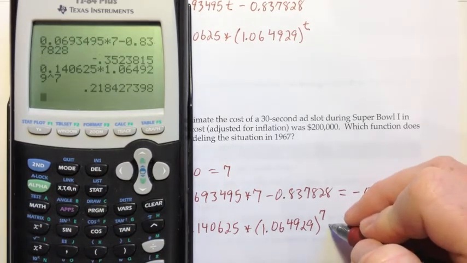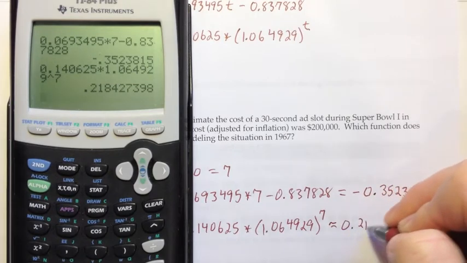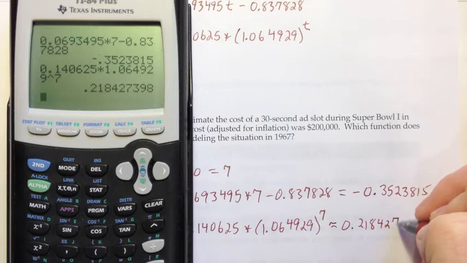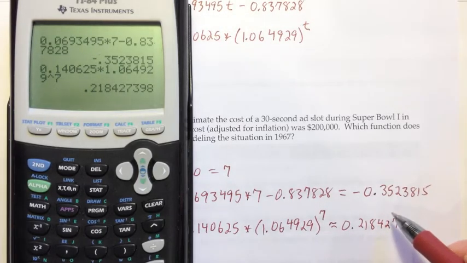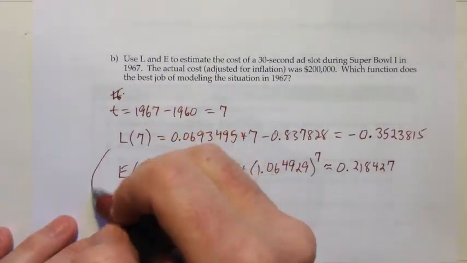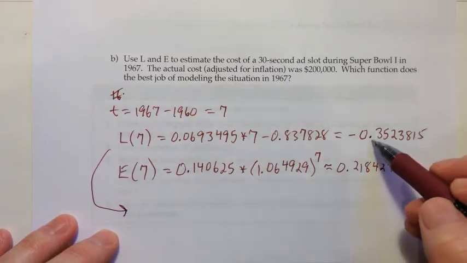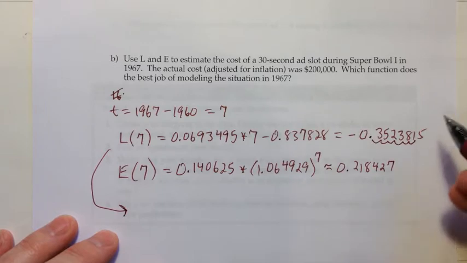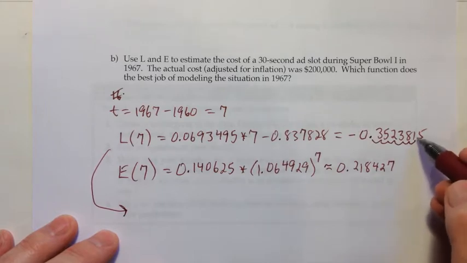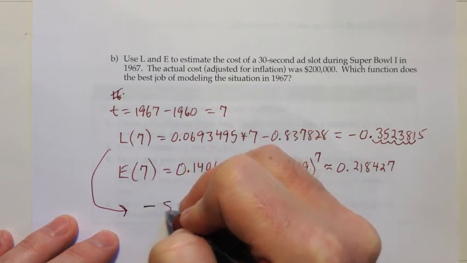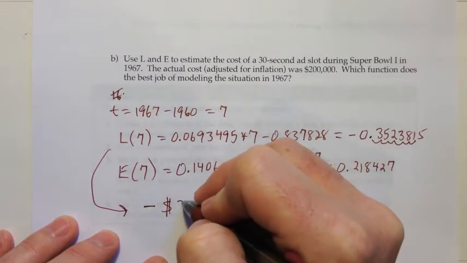And for that one, I get approximately 0.218427. So I think putting 6 decimals is actually ideal for this because these are in millions of dollars. So if we take L of 7 and we multiply that times a million, that would move the decimal over 1, 2, 3, 4, 5, 6 spots. And I'll go ahead and round to that nearest dollar, so I'll make that 1 round up to a 2.